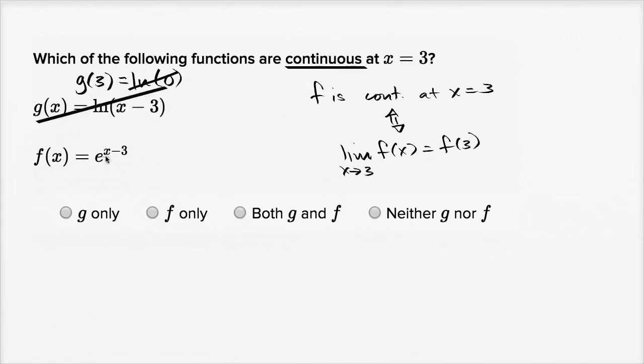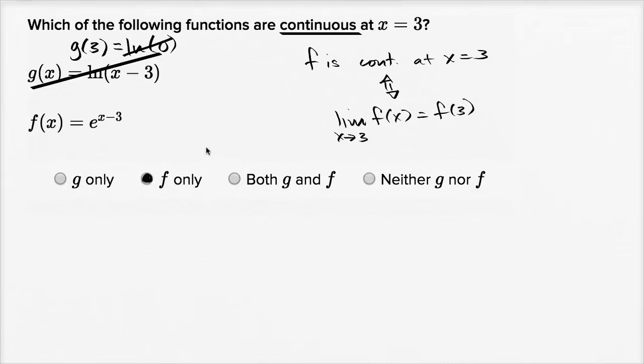Now, f of x is equal to e to the x minus 3. Well, this is just a shifted over version of e to the x. This is defined for all real numbers. And as we saw in the previous example, it's reasonable to say it's continuous for all real numbers. And you could even do this little test here. The limit of e to the x minus 3 as x approaches 3 is going to be e to the 3 minus 3, or e to the 0, or 1. And so f is the only one that is continuous.